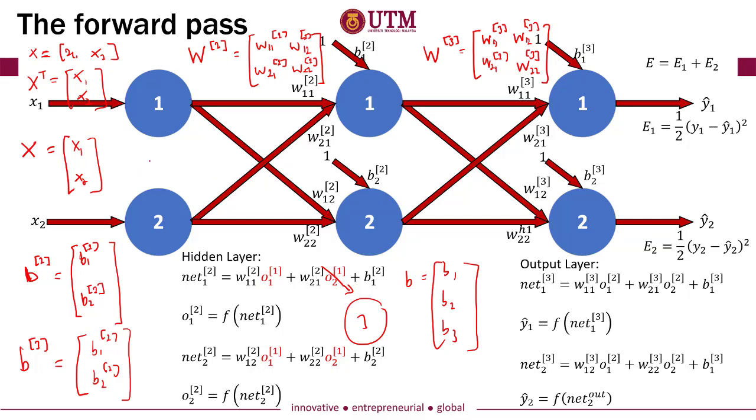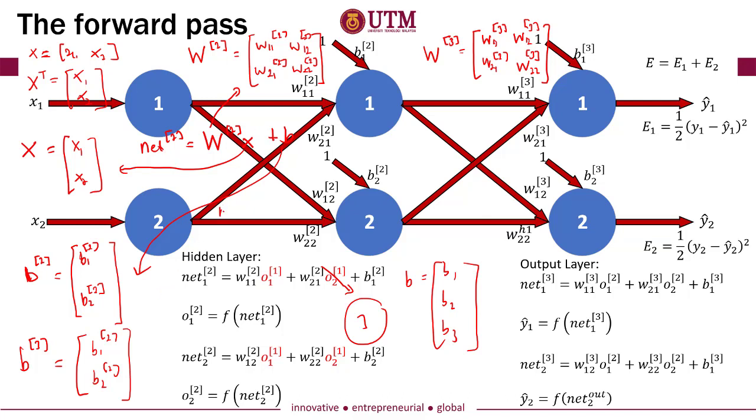For example, if we want to find net, let's say net 2 is equal to our W2 multiplied with our x plus b. So this one is this matrix, this one is in this version, and this one is in this version. Then you will obtain the net, which is net 2.